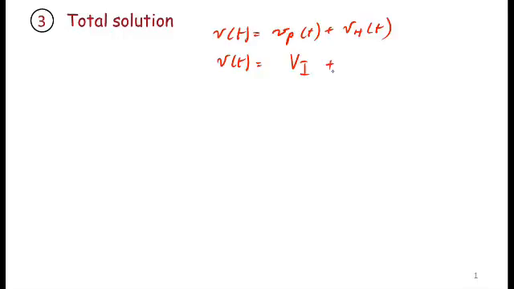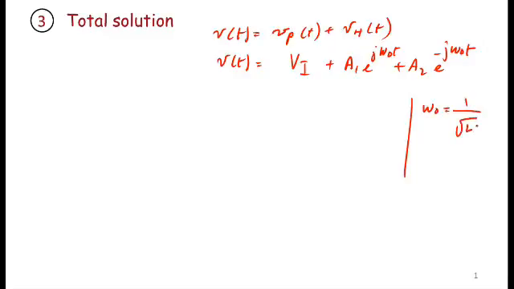And the homogeneous solution that we just obtained was a1 e raised to j omega naught t plus a2 e raised to minus j omega naught t. Can you recall what omega naught was? Remember, you took 30 seconds to memorize it. It was 1 by square root of LC. Okay, so that was omega naught. All right, as our final part here, our total solution is given by v of t equals vi plus A1 times that exponential, plus A2 times the other exponential.